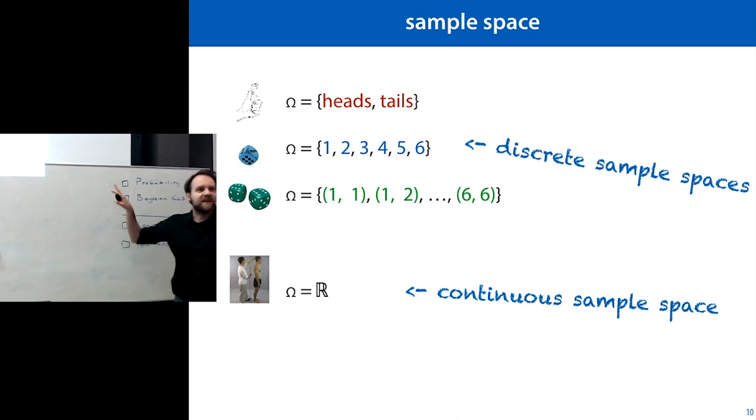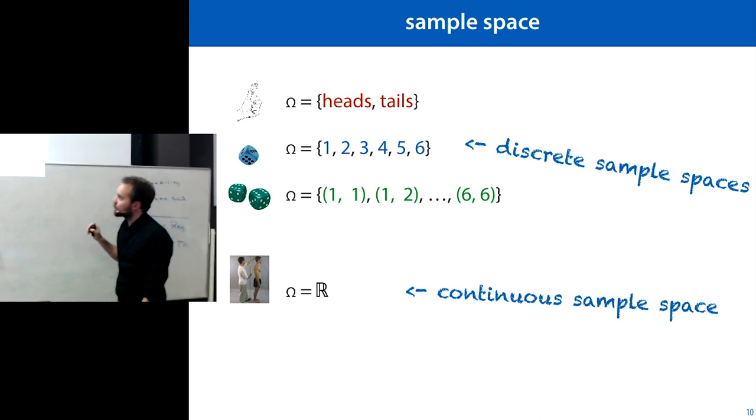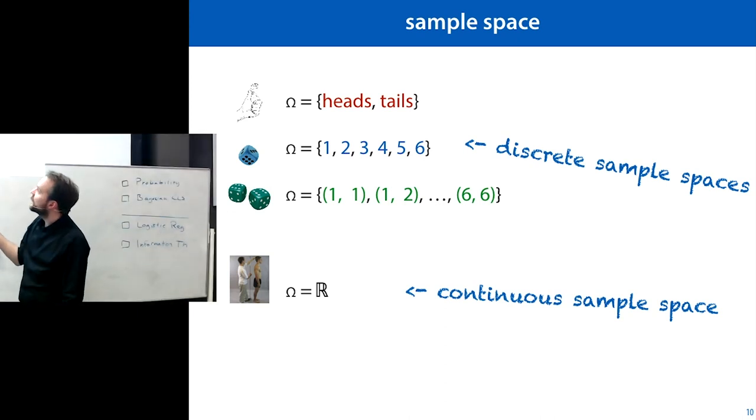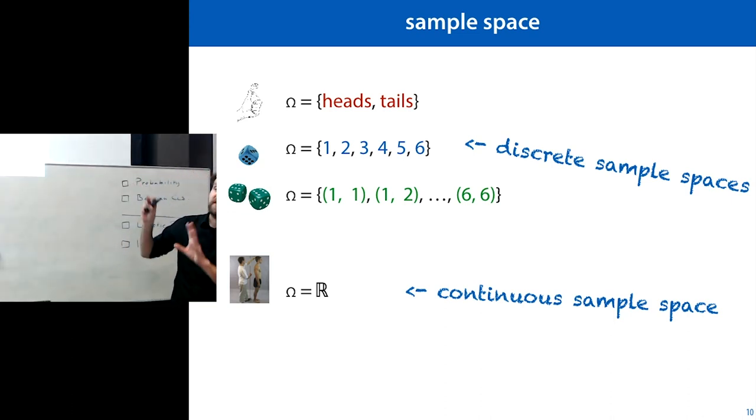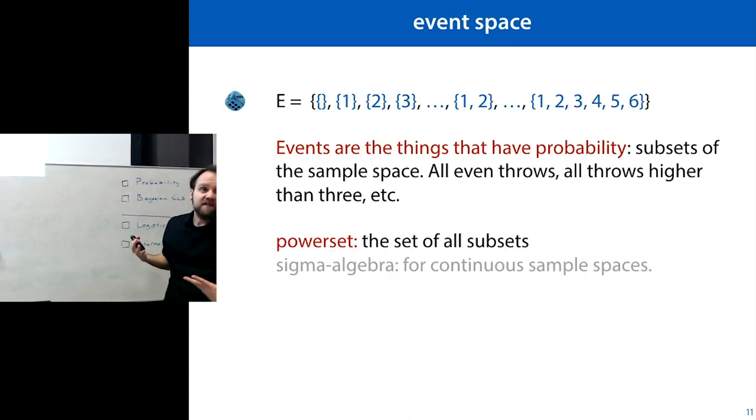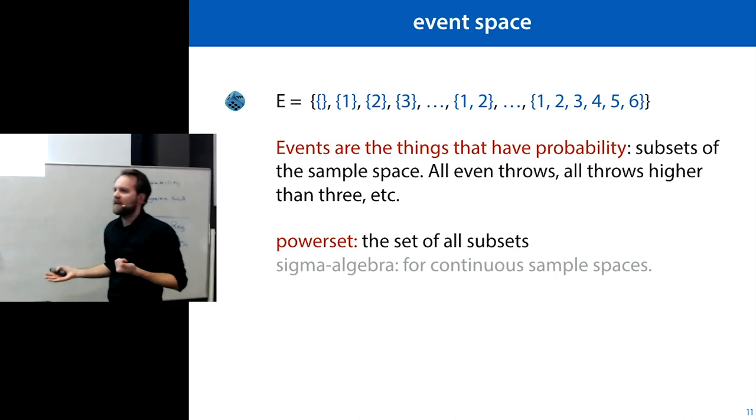And then the basic probability becomes a little bit more difficult, which we won't go into too much, but things like normal distributions are all defined on a continuous sample space. So that's our set of basic outcomes called the sample space. Then there's the event space, which is basically the space of things that have probability.